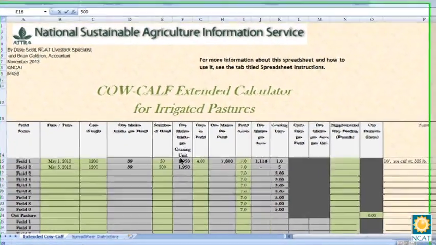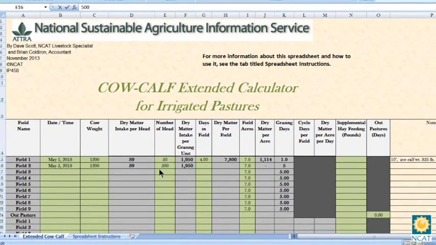Oh darn, I see that I've entered 500 instead of 50 cows here. It's really easy to correct for your mistakes though. We'll just click that to 50 and we have it all done.